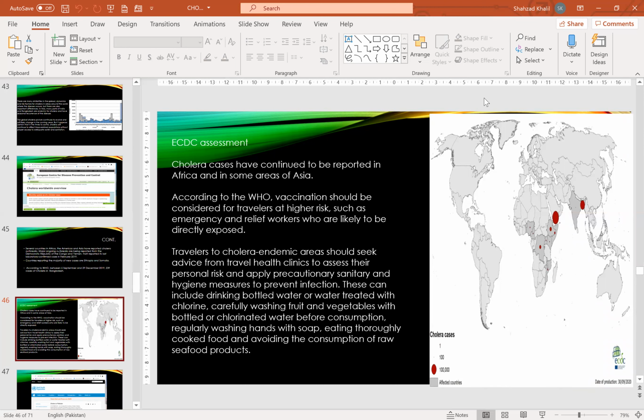According to WHO, vaccination should be considered for travelers at high risk, such as emergency and relief workers who are likely to be directly exposed. Travelers to cholera endemic areas should seek advice from travel health clinics to assess their personal risk and apply precautionary sanitary and hygiene measures to prevent infection. These can include drinking bottled water or water treated with chlorine, carefully washing fruits and vegetables with bottled or chlorinated water before consumption, regularly washing hands with soap, eating thoroughly cooked food, and avoiding the consumption of raw seafood products.